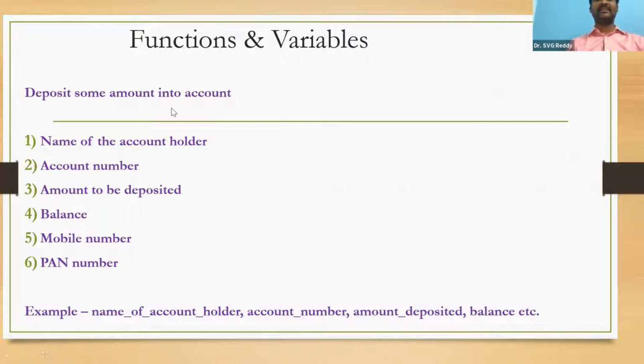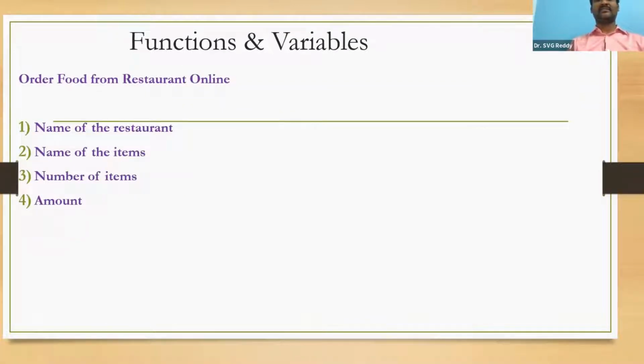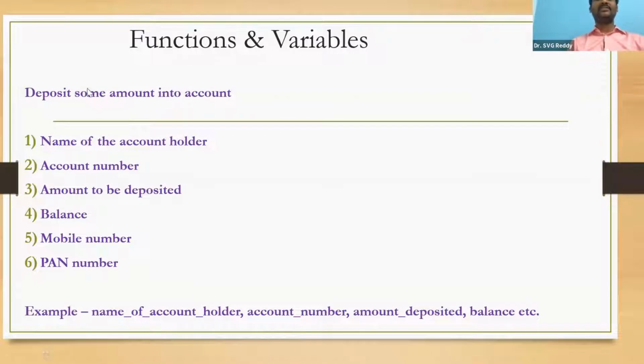For example, I've just given 3 examples. Deposit some amount into an account of a particular bank. Second, book train tickets. Third, order food from a restaurant online. If I want to deposit some amount, that is one task, so that is one function. In C programming, we can write a function. In any programming language, we can write a function.